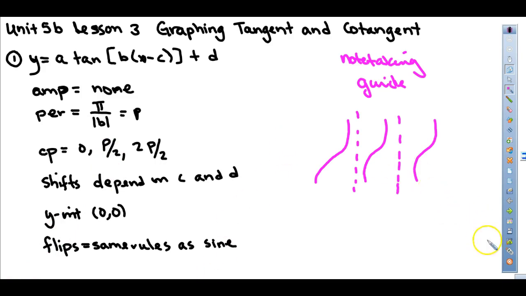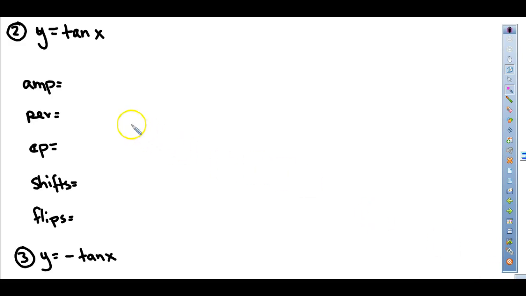Alright, so here goes. Let's do our parent function. Okay? Amplitude, none. And we don't even need A for this. Let me write this out. y is equal to 1 times tangent of 1x minus 0 plus 0.